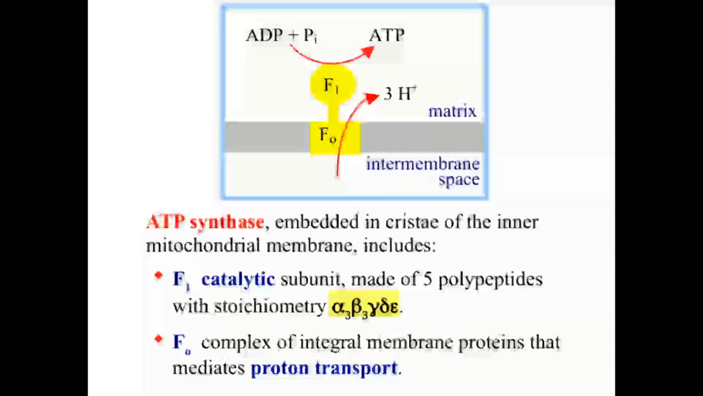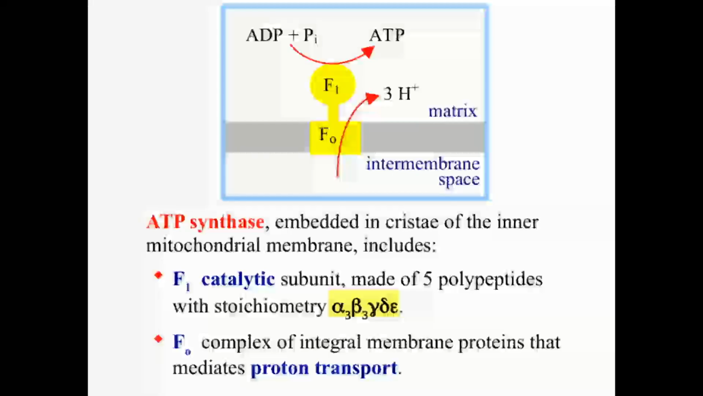Let's dive into how F1Fo couples ATP synthesis to H+ transport into the mitochondrial matrix. Essentially, for each ATP molecule produced, at least 3 protons need to be transported across the membrane.